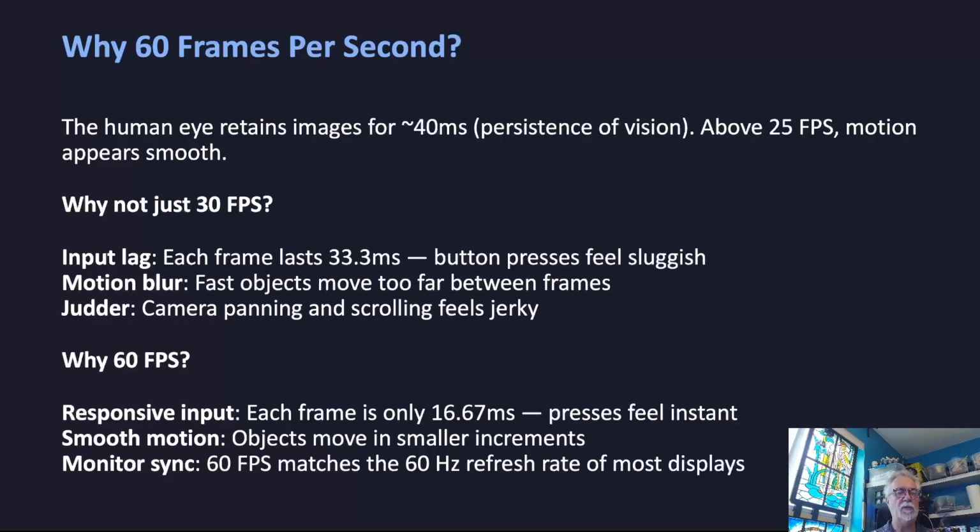So 60 frames per second gives us really, really responsive input. It feels instant. 16 milliseconds isn't that much time, but that's how much time we have per frame, and the objects are moving in smaller increments. The other thing is that many monitors, in North America at least, had a 60 hertz refresh rate. In Europe, they had a 50 hertz refresh rate. That's changed now that everything is digital. So 60 frames per second is what we're trying to get, the smoother.